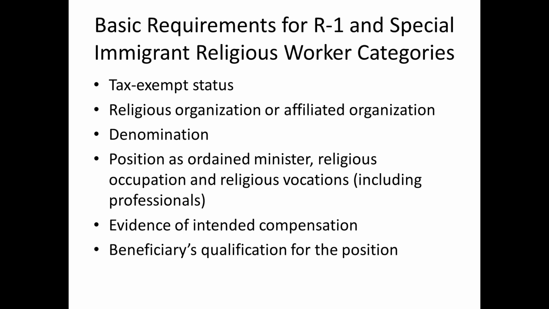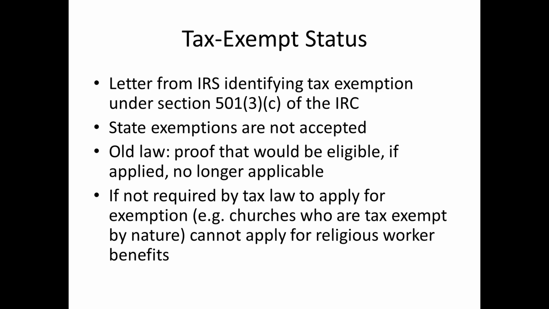The R1 applicant must be the same denomination as that of the petitioning organization. The position petitioned for must be either as an ordained minister, a religious occupation or a religious vocation, and that includes religious professionals as well. You have to show evidence of intended compensation, how you intend to compensate this person, and you have to show that the beneficiary, the foreign national, is qualified for the position.